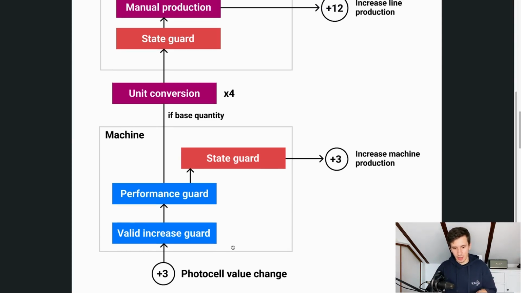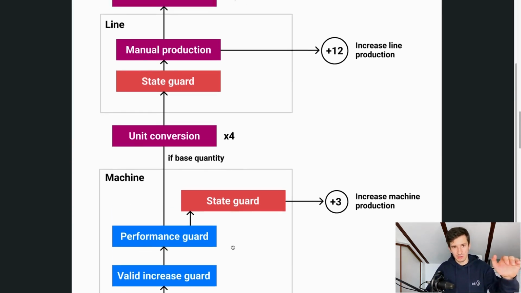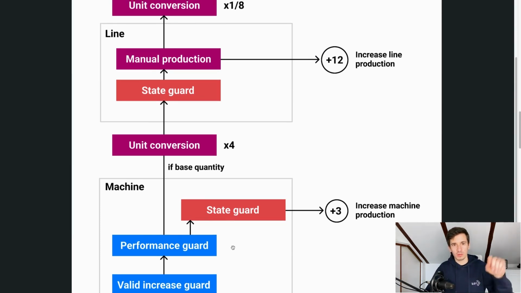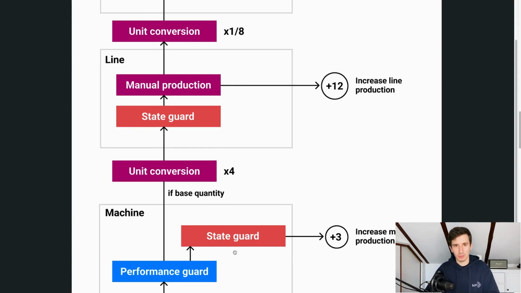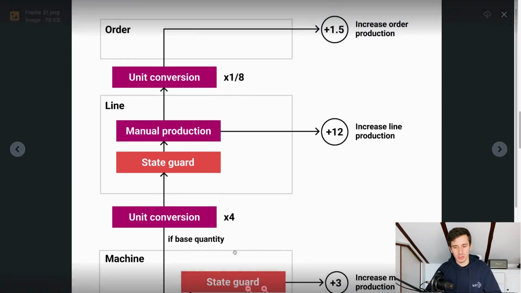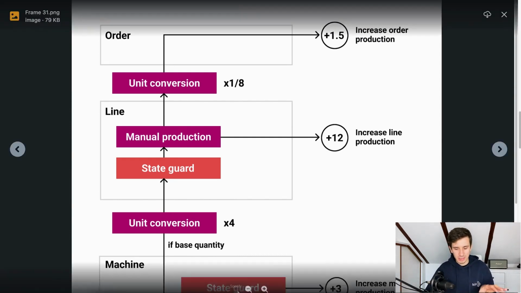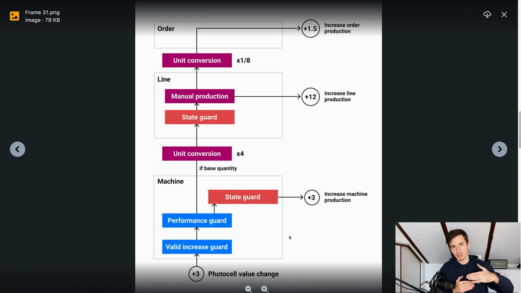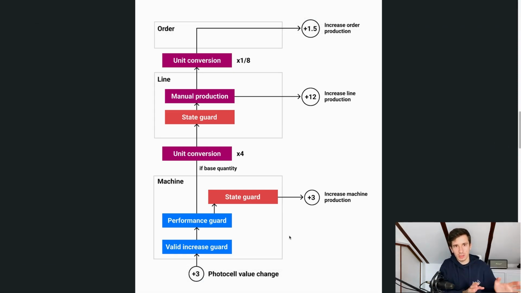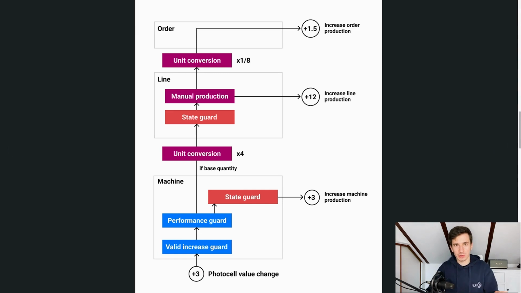This value then, if the machine is selected as base quantity machine, will go to the line level. Usually it means it will need to be converted to a different unit. To do that, we'll use the unit conversion matrix, which is defined for each SKU. Then we get the line level production. And finally, the same unit conversion matrix can be used to calculate the order level production. So as you can see, all of those three elements of the system, the machine, the line, and the order, can have completely different units. Let's see where we can define those units and how we can define those unit conversions.